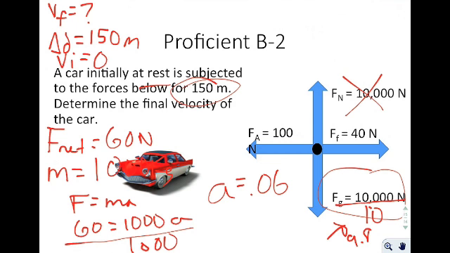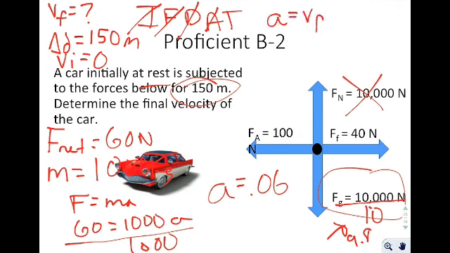So now I can do IF DAT. I have the acceleration, I have the displacement, I have the initial velocity, I have the final velocity. So I would use the equation that does not have time in it, which is a equals vf squared minus vi squared divided by 2 delta d. Like I said, these don't go away. So at this point you would plug your numbers in.